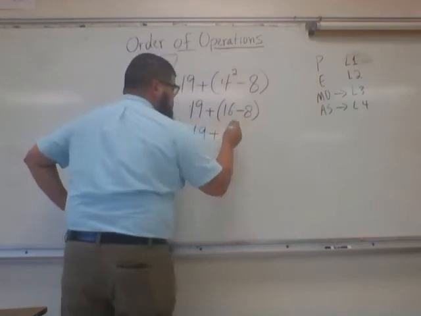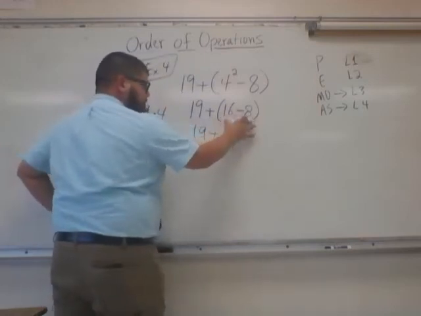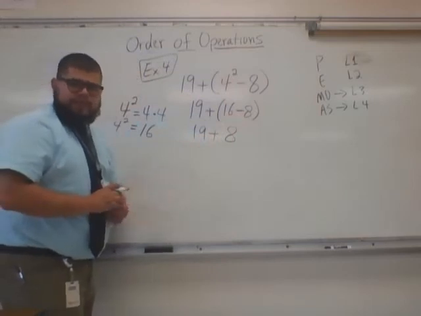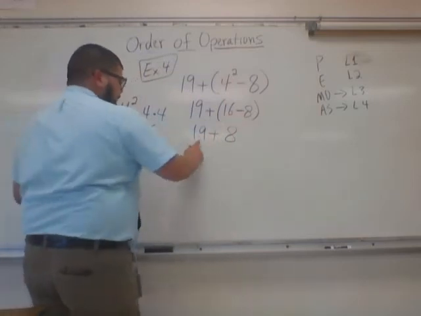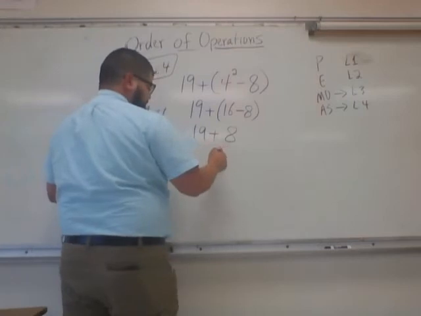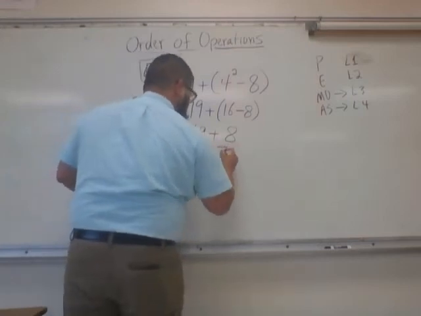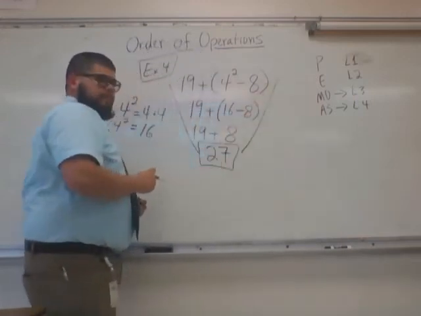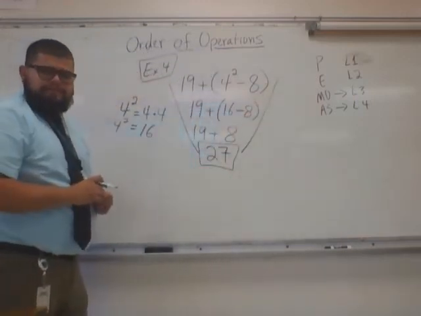Now, once we finish off all the operations in the parentheses, we no longer need those parentheses. We don't need the parentheses anymore. Okay? Now, 19 plus 8, 27. Box it, boom it. Okay? Box it, boom it.